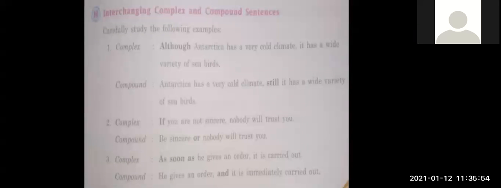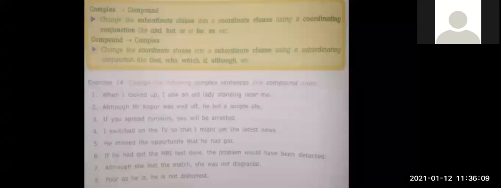So let's see the next exercise. We have been practicing for the last 2 or 3 lectures: studying separately, then interchangeably, and then collectively or in combination. So let's see what we find. Complex to compound or compound to complex. Change the subordinate clause into a coordinate clause. The subordinate clause that we have here, we change it into a coordinate clause using coordinating conjunctions like and, but, or, for, so, etc. That is, the subordinate clause has to be changed into a coordinate clause.